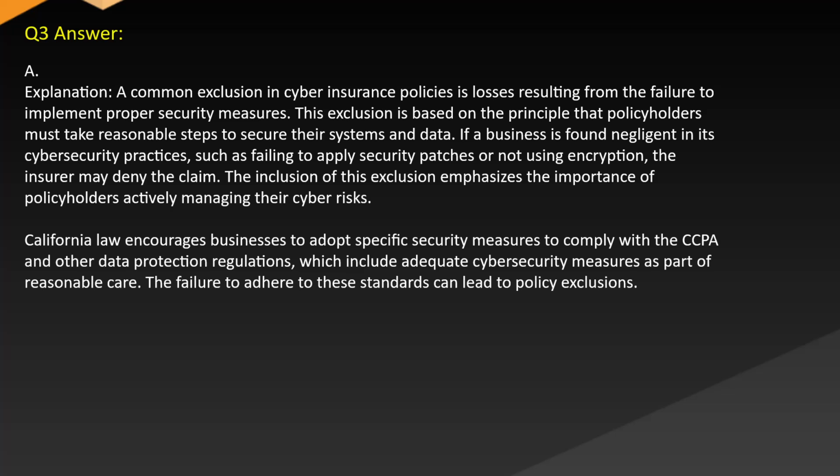Answer A. Explanation. A common exclusion in cyber insurance policies is losses resulting from the failure to implement proper security measures. This exclusion is based on the principle that policyholders must take reasonable steps to secure their systems and data. If a business is found negligent in its cybersecurity practices, such as failing to apply security patches or not using encryption, the insurer may deny the claim. The inclusion of this exclusion emphasizes the importance of policyholders actively managing their cyber risks.